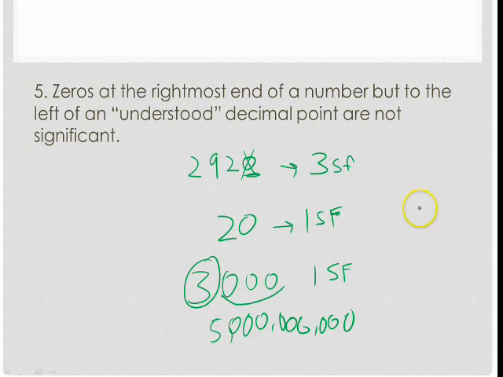Now if we have 3030, this is significant, of course. This is significant. Now the sandwiched 0 is also significant. So that's just 3 significant figures.